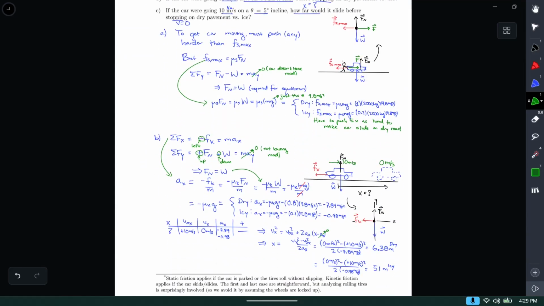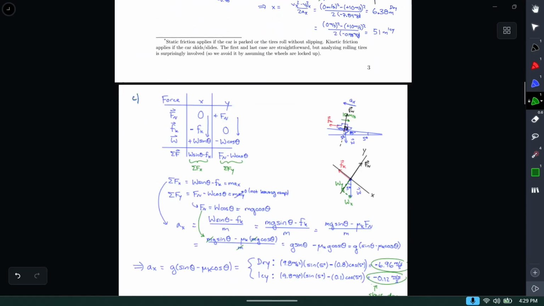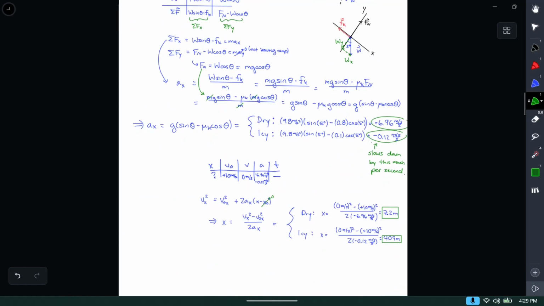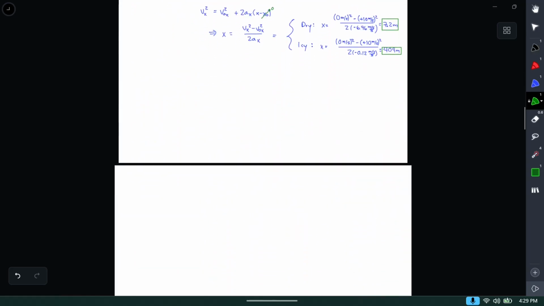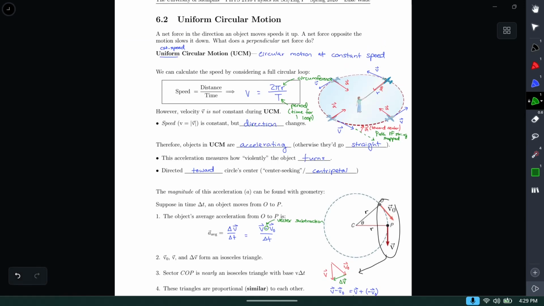Okay, someone asked about the kinematic equation on this one, so I will come back to that a little bit later. All right, circular motion.